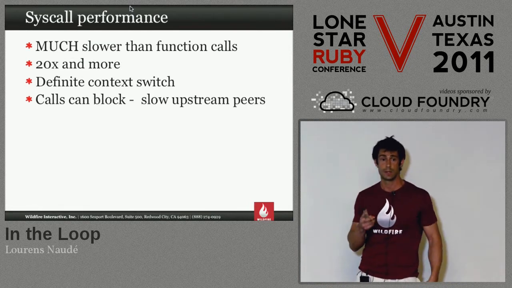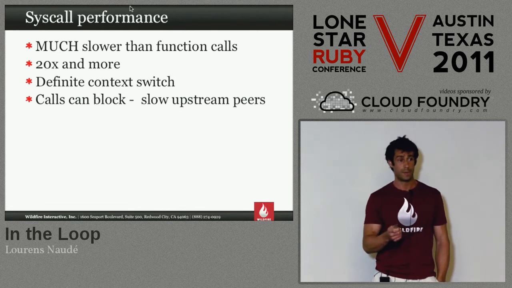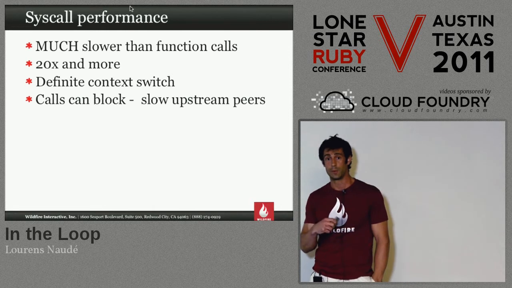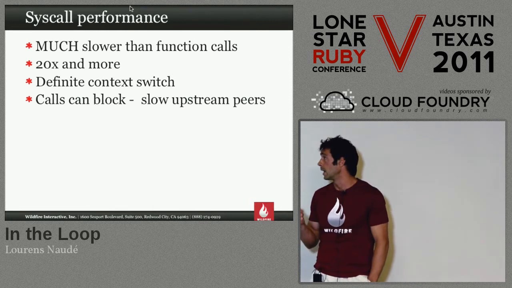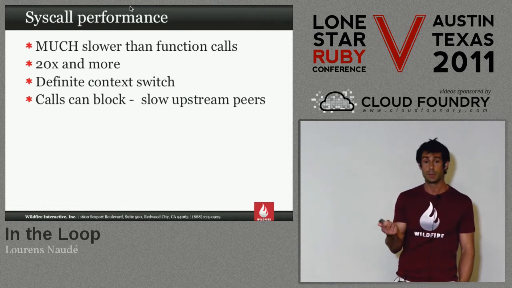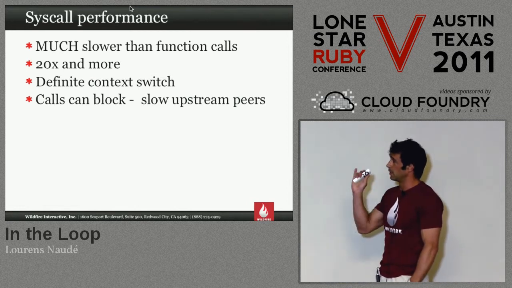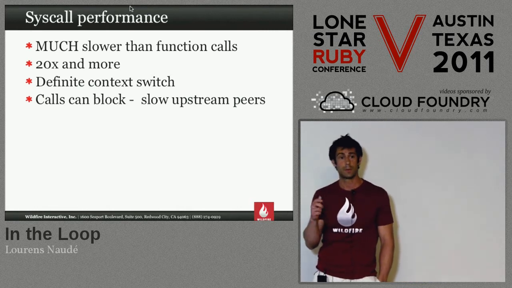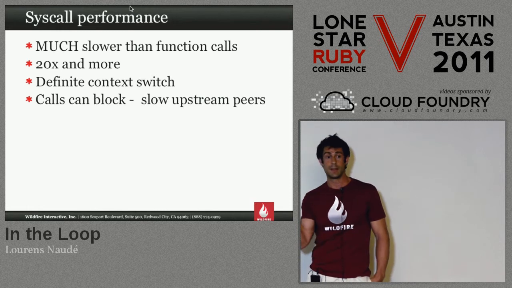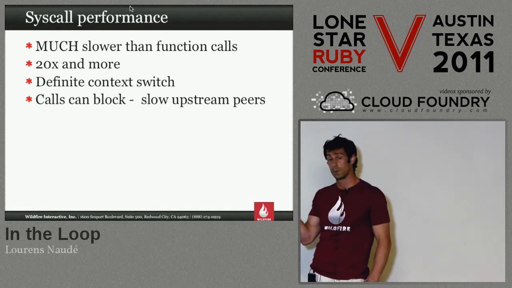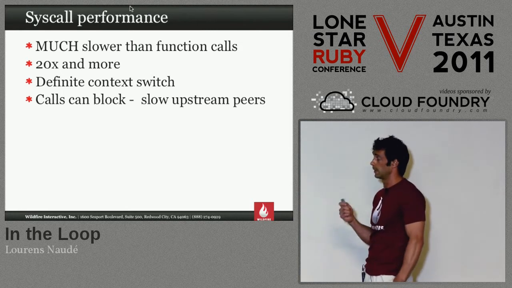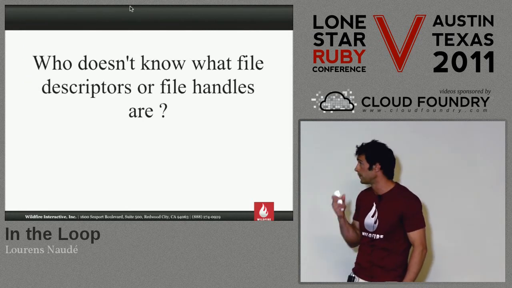Performance-wise, there are two things we need to consider here. System calls are much, much slower than normal function calls within the same process, 20 times or more, even for very simple operations. There's a definite context switch involved: we're swapping out memory references and CPU registers as well. And probably the most important for us here today is that they can block. If you're doing a read call on a network socket where we're expecting data from a downstream client, and we're on a slow network or the upstream peer is slow, then we're going to block indefinitely until the data we're expecting arrives.